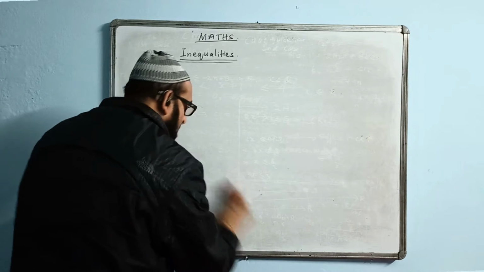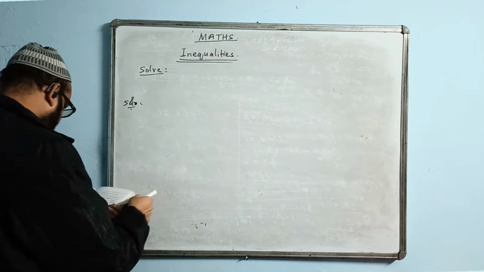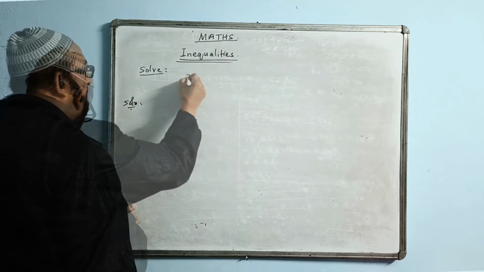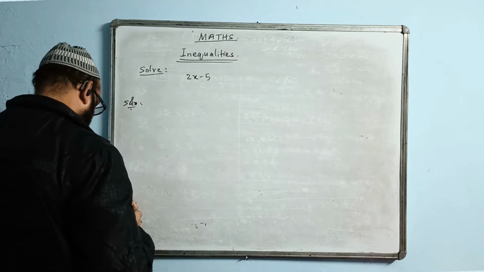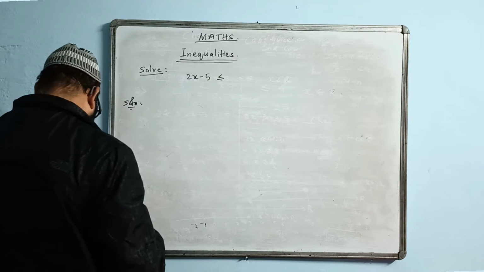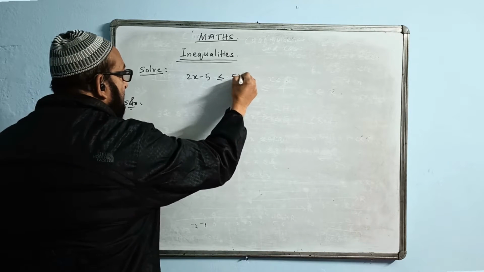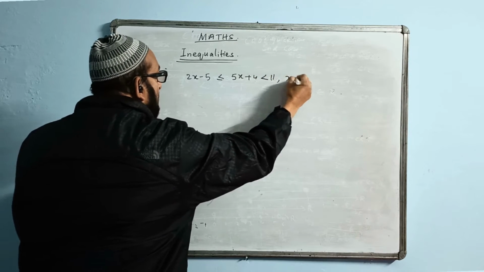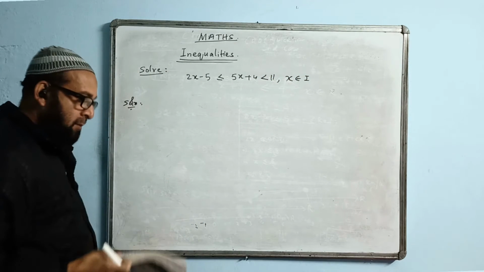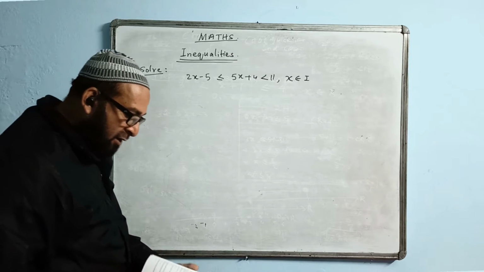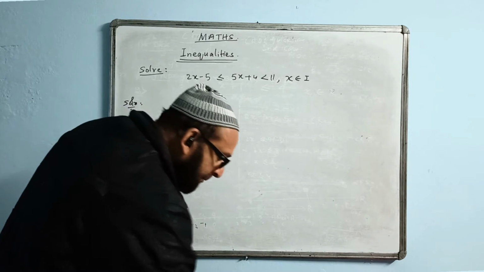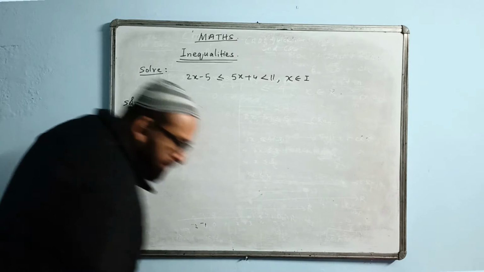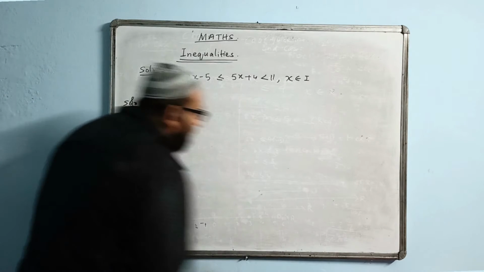Solve. The question says: solve the equation 2x minus 5 less than or equal to 5x plus 4 less than 11, and x belongs to I, integers. And do the same thing: find the solution set and draw it on the number line. That is the question. This is the question of year 2011, ICSE 2011. Now how to do it?